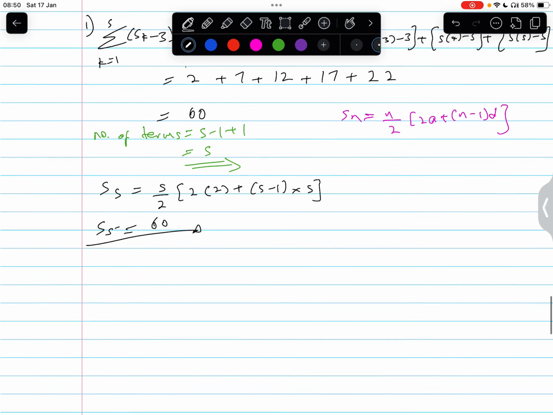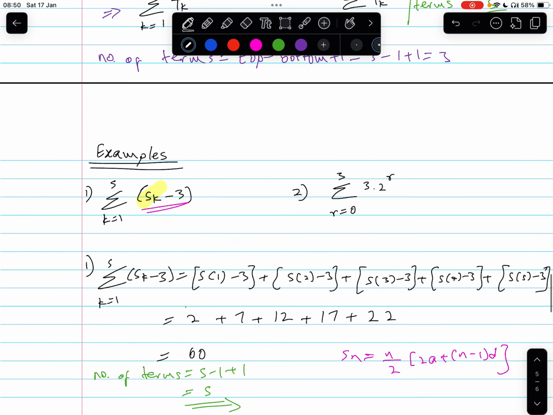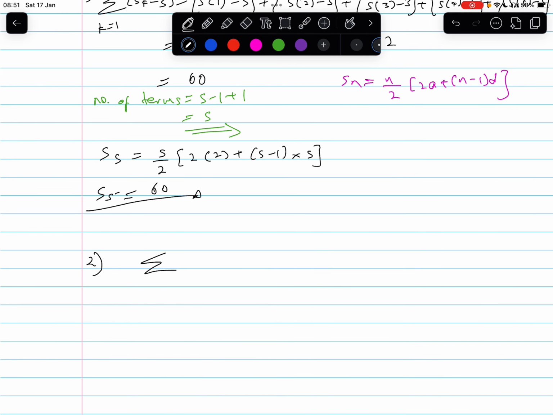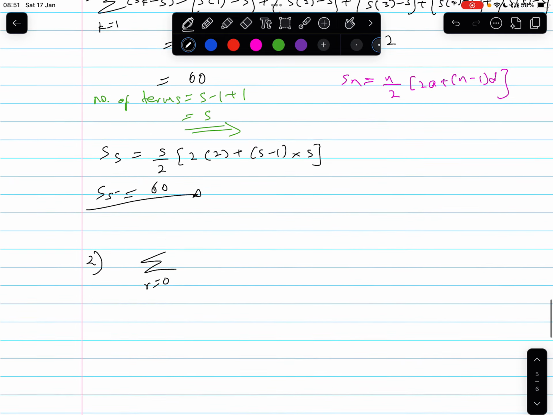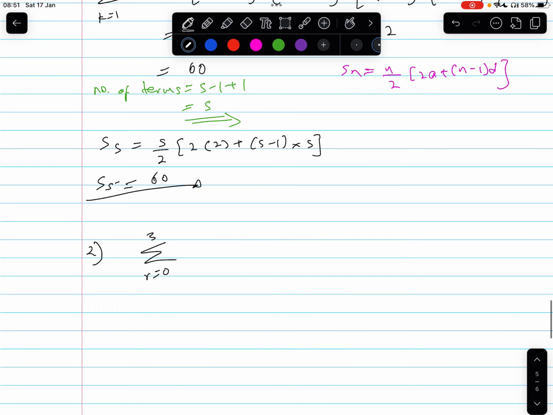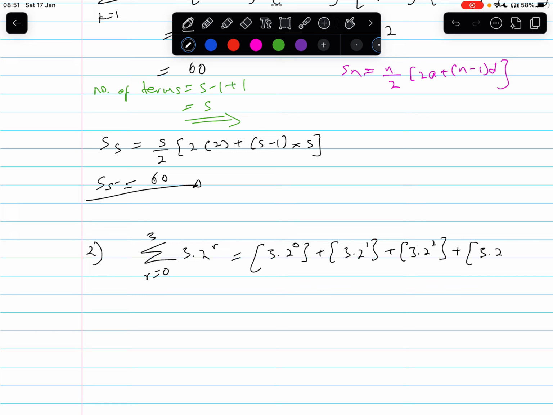And then for number 2, we have the sum from r equals 0 to r equals 3, and the general formula is 3 times 2 to the power of r. So we start off with the first one, the second one, the third one, and then lastly we stop where? Here, when r is 3. That's where we stop, right?